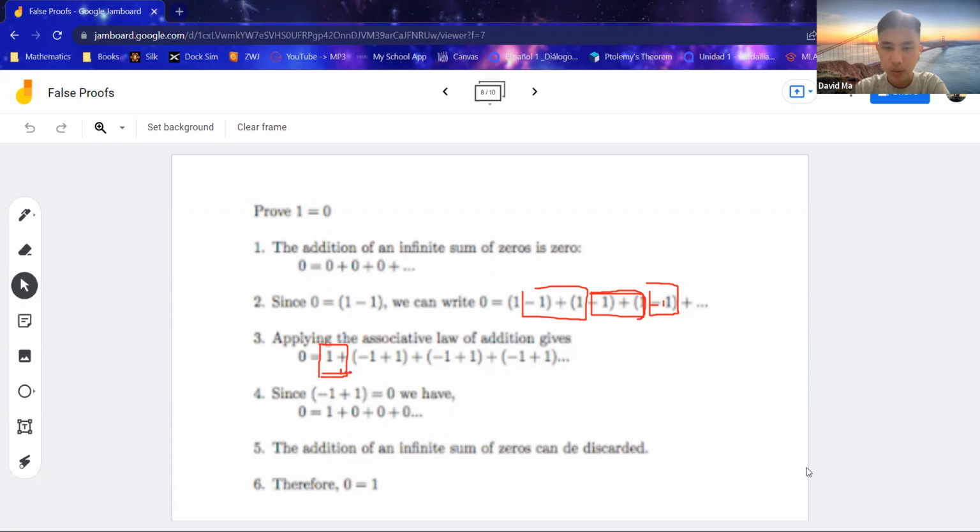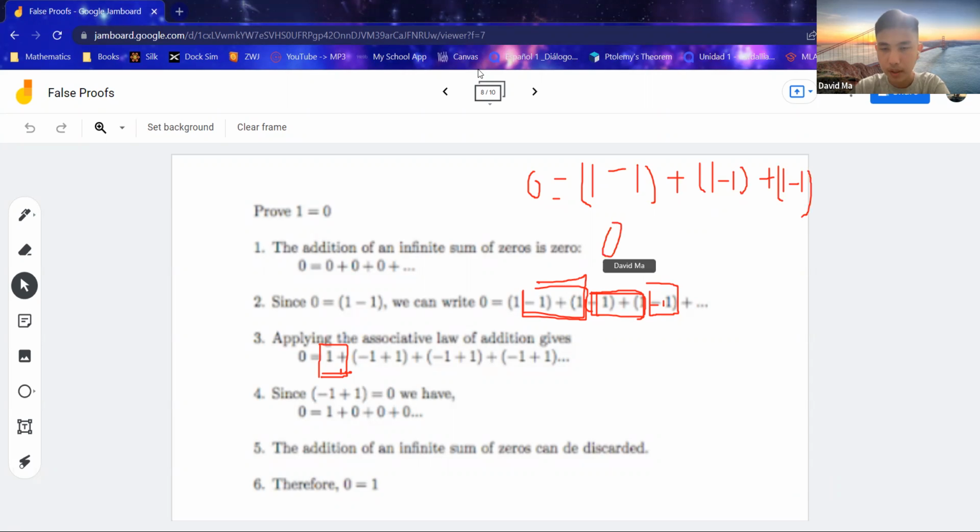So let's say instead of adding these infinitely many times, we have 0 equals 1 minus 1 plus 1 minus 1 plus 1 minus 1. This still equals 0, right?